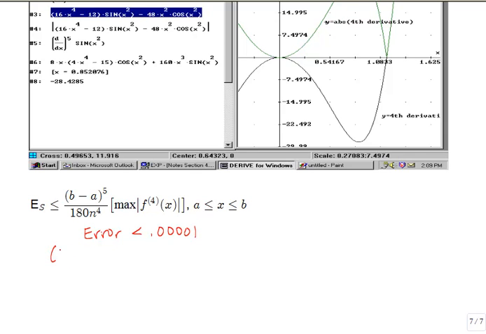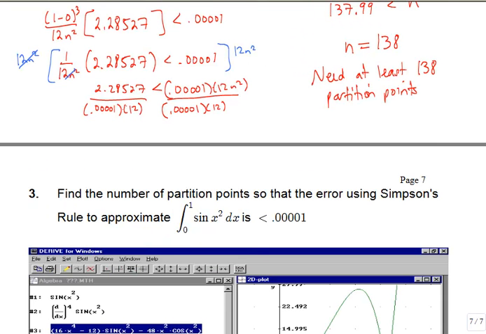So we need our b, which is 1, minus our a, which is 0, all raised to the fifth, over 180 n to the fourth. I don't know what my n is yet, so I'm going to leave that as an n, times the maximum of the fourth derivative in absolute value. We need all of that to be less than 0.0001. This would be too tedious for us to do by hand. That's why I'm using an algebra system to figure it out.